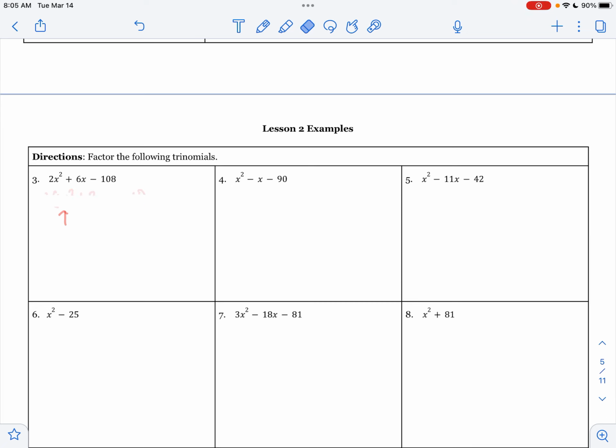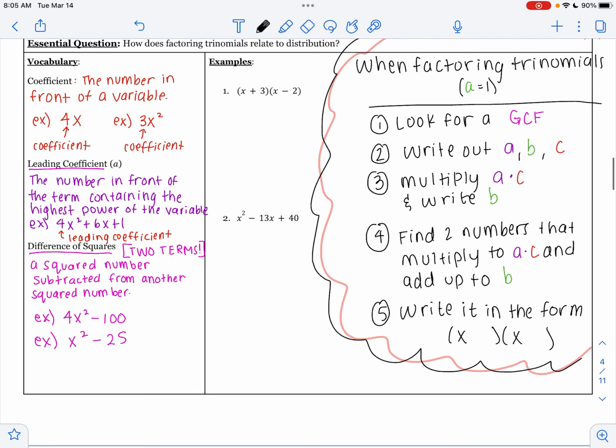Well, in this lesson, a is not going to be 1. So we're going to need new steps. But we're going to follow these first 5 steps the exact same way we did for lesson 2. So if you weren't here for lesson 2, you'll actually understand lesson 2 by the time we're done with this, which is really nice. So you're going to look for a GCF first, always. That's always your first step. Then you're going to write out a, b, and c. You're going to multiply a and c, write out b. And then you're going to find 2 numbers that multiply to a times c and add up to b, and then you're going to write it in this form. It'll all make sense if you weren't here, hopefully by the time we do a couple examples.